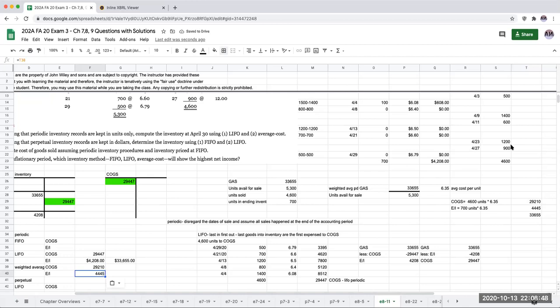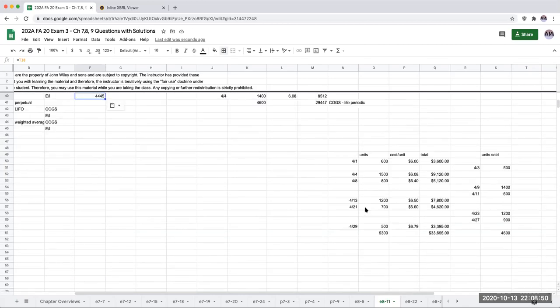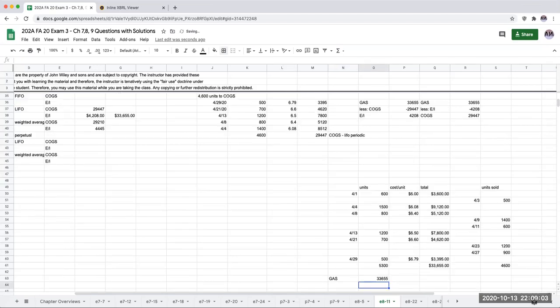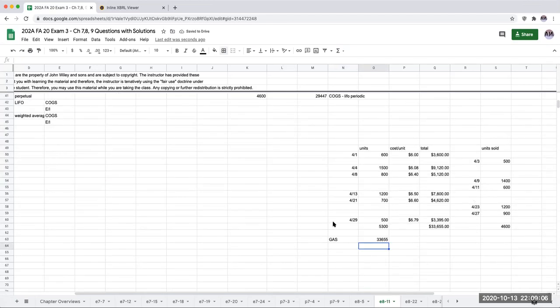Okay, let's look at FIFO. Okay, so FIFO, first in, first out. So let's do this a different way though. My goods available for sale, for all these questions here, is always going to be 33,655. First in, first out. And whether we do a periodic or perpetual, we're going to get the same result for FIFO.